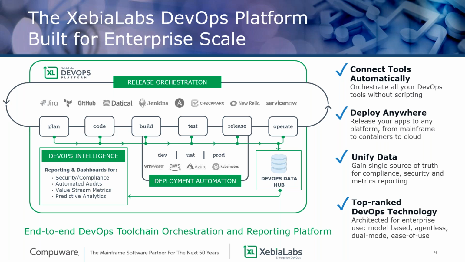And as I said, this is the XebiaLabs DevOps platform, which includes top-ranked DevOps technology and is built for enterprise use, and it scales across your applications as your business grows. It uses features such as model-based, agentless, dual mode, as well as ease of use features to help automate your releases. And XebiaLabs is actually the only end-to-end DevOps toolchain and orchestration and reporting platform.